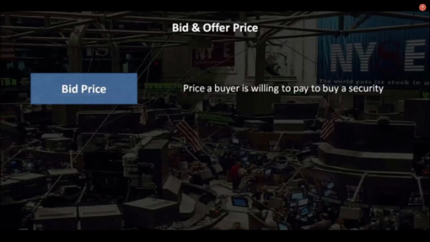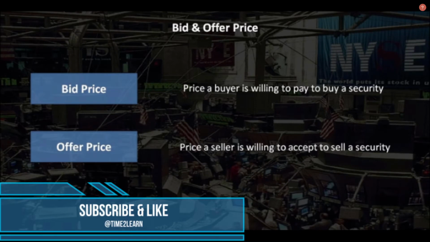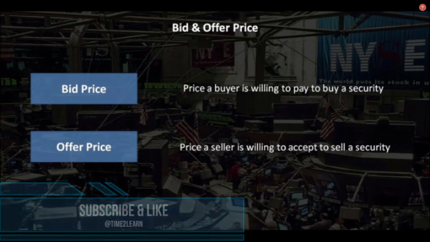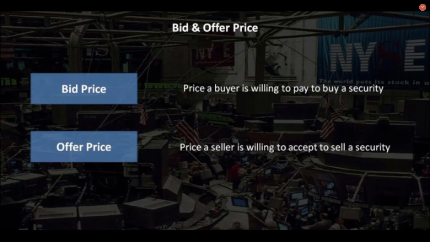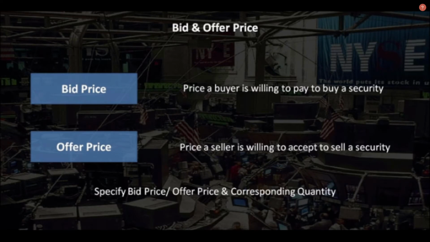Bid price is the price a buyer of a security is willing to pay in order to buy the security. Correspondingly, an offer price or ask price is the price a seller of the security is willing to accept in order to part away with the security. As a trader, you will place an order that specifies a bid price or offer price. You will also specify a corresponding bid quantity or offer quantity associated with the price.